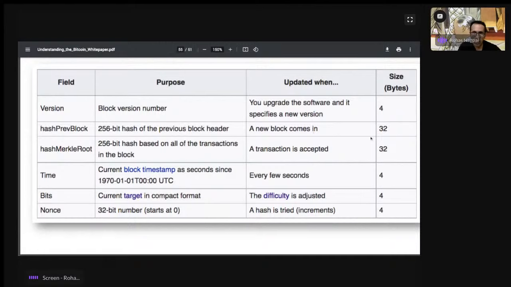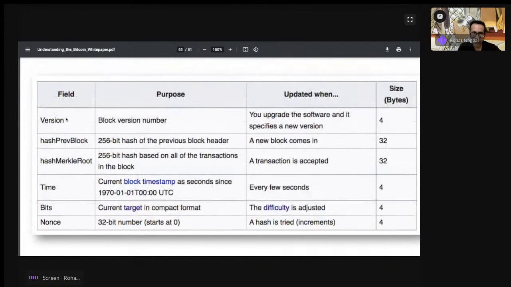Both are 32 bytes. Then time is the current block timestamp in number of seconds since 1st Jan 1970. If you're a developer, you know that's called the Unix timestamp. That changes every few seconds, 4 bytes. Bits is the current target. I showed you what it looks like. Every time the difficulty is adjusted, that changes, which is approximately every 2 weeks, which is 2016 blocks, again 4 bytes. And the nonce, which is a 32-bit number which starts at 0, 4 bytes. So this is the data which goes into the header. Every Bitcoin block has these 6 things in the header.